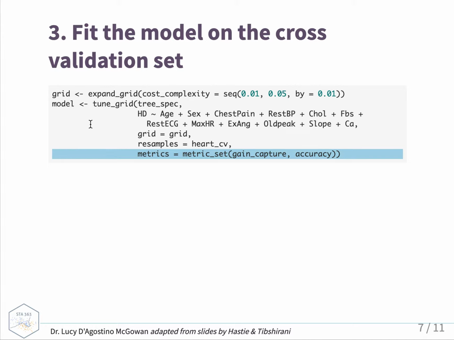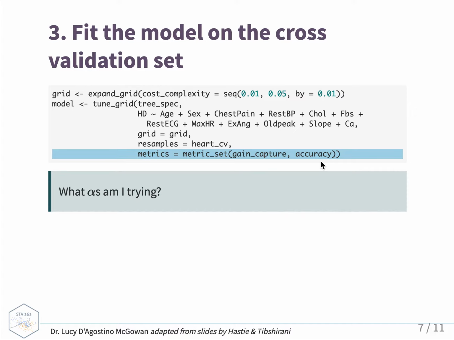And then you fit the model on the cross-validation set. So I'm using tune underscore grid here, and I fit my model. I plug in that tree spec that has the specification that includes it. This is classification. HD is whether or not someone has heart disease. These are my predictors. I'm using a grid to look at different cost complexities. I set my resamples to that cross-validation set. And then finally here for metrics, you can set the metrics you'd like to use. For example, I would like this to output a set of metrics. So that's what this metrics underscore set says. And I want to output gain, capture, and accuracy.